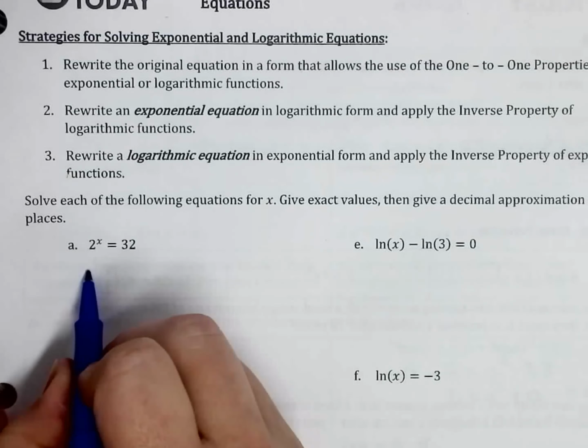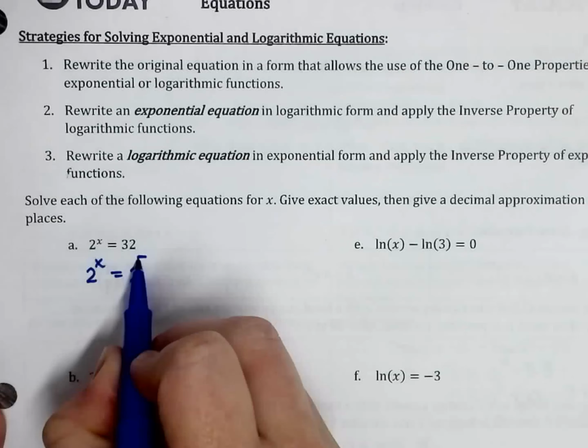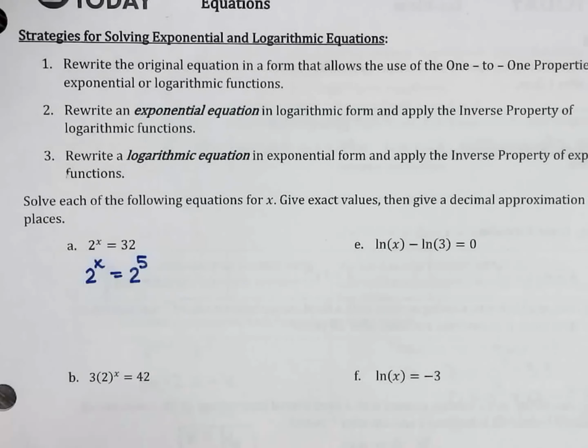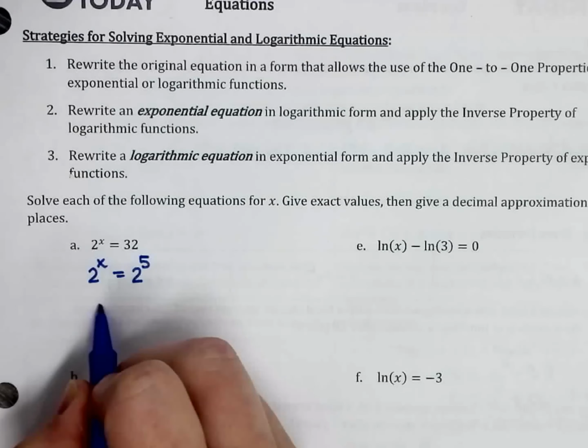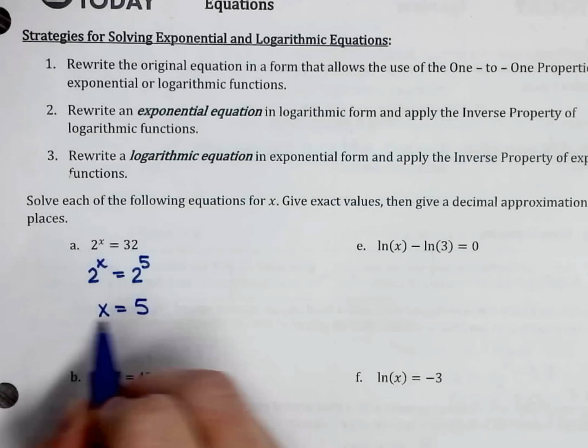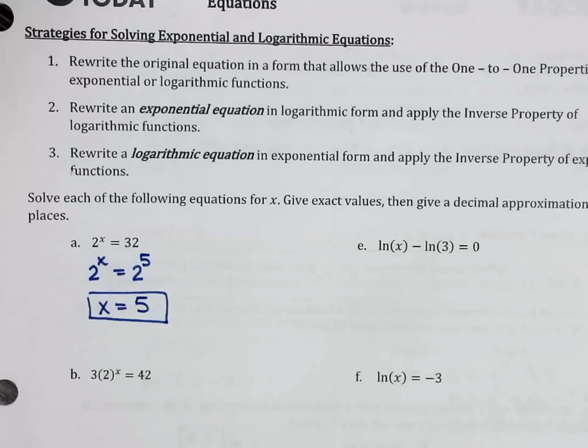Let's do that. Why not? Because I just talked about it. So 2 to the power of x equals 2 to the power of 5, because 32 is the same thing as 2 to the 5th power. So bases are the same, exponents are the same, so easy, x equals 5.